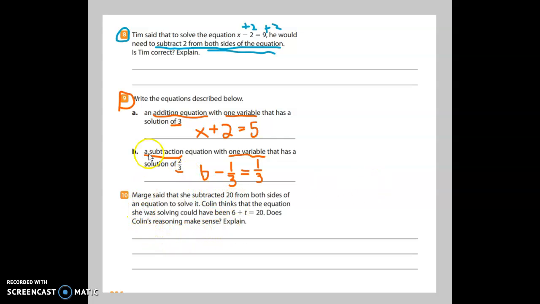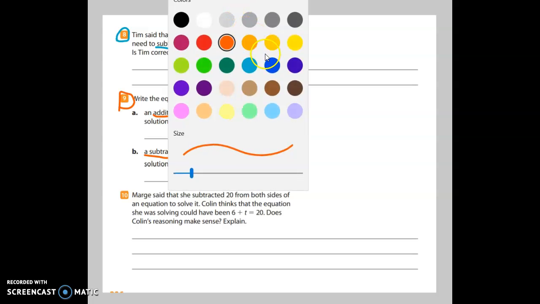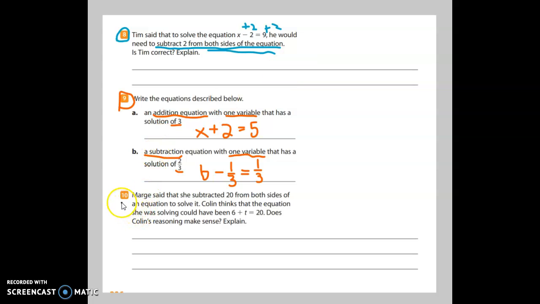Then we look down here at number 10. Let me change my pen. Hey, that rhymed. 10 is going to be in this color, which is like a darker blue. Marge said that she subtracted 20 from both sides of an equation to solve it. So that tells us that the original problem should have an addition of 20. Colin thinks that the equation she was solving could have been 6 plus t equals 20. Does Colin's reasoning make sense? Explain.